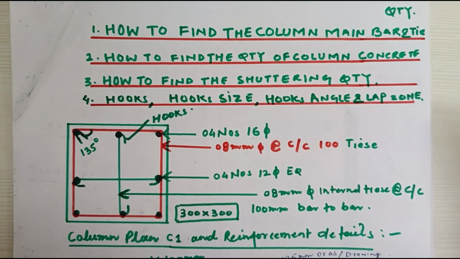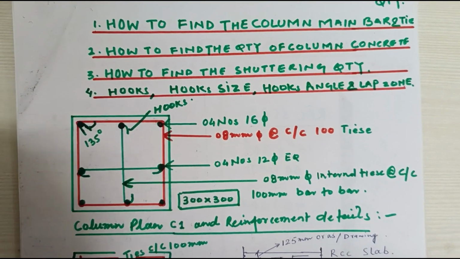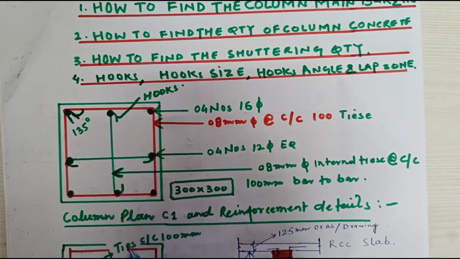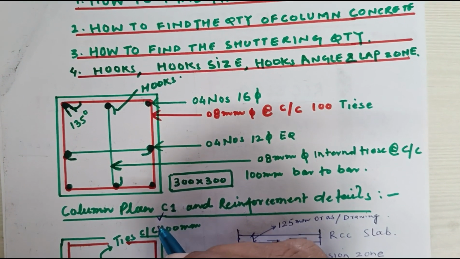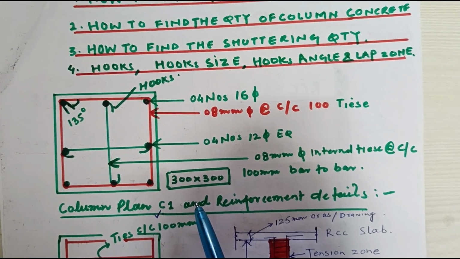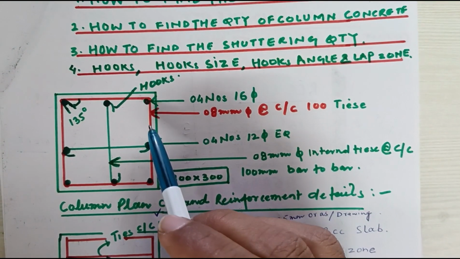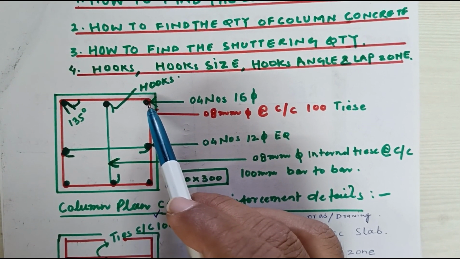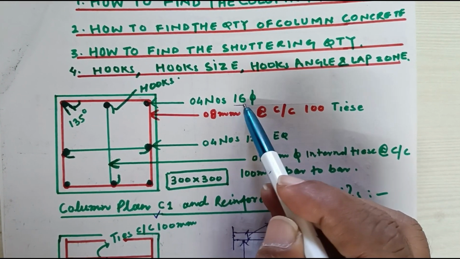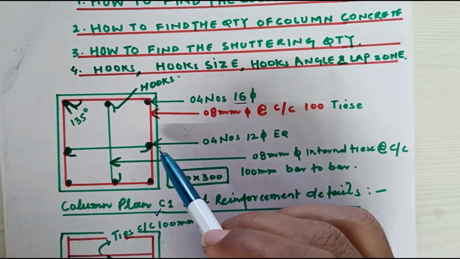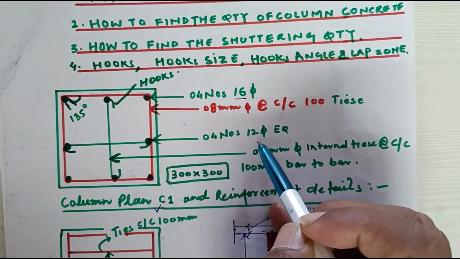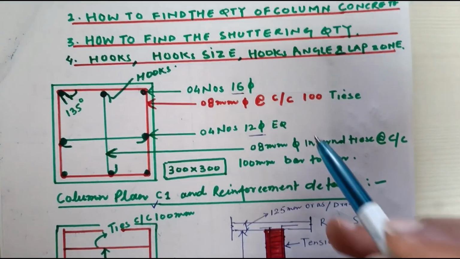Right, so let's start. This is the column plan. Let's assume this is the C1 column, and the size of this column is 300 by 300. Here the main bar of the column is 4 number 16 dia. And the other bar, in the middle, is 4 number 12 dia.